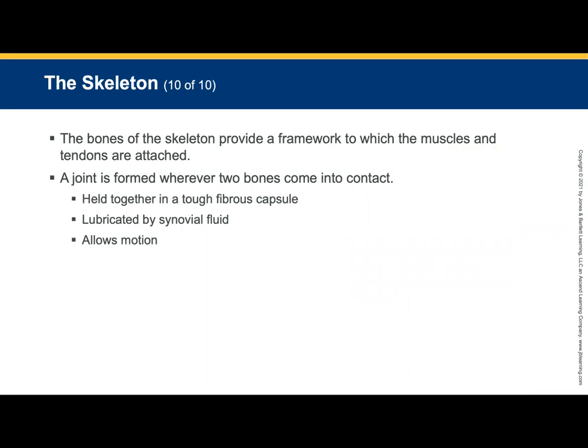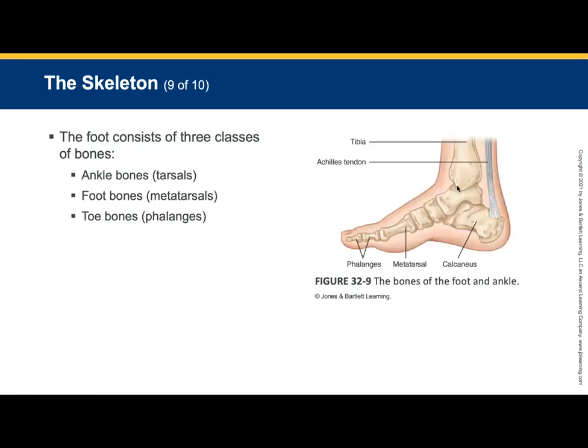The bones of the skeleton provide a framework to which the muscles and tendons are attached. So a joint is formed wherever two bones come into contact. So the tib-fib coming together, your humerus, all those are particular joints. Joints are held together through a tough fibrous structure known as a capsule, which is supported and strengthened in certain key areas by bands of fibrous tissue called ligaments. In moving joints, the ends of the bones are covered with a thin layer of cartilage known as articular cartilage. So right in here, you'll have your cartilage built in. That is your padding, basically your shock absorber.